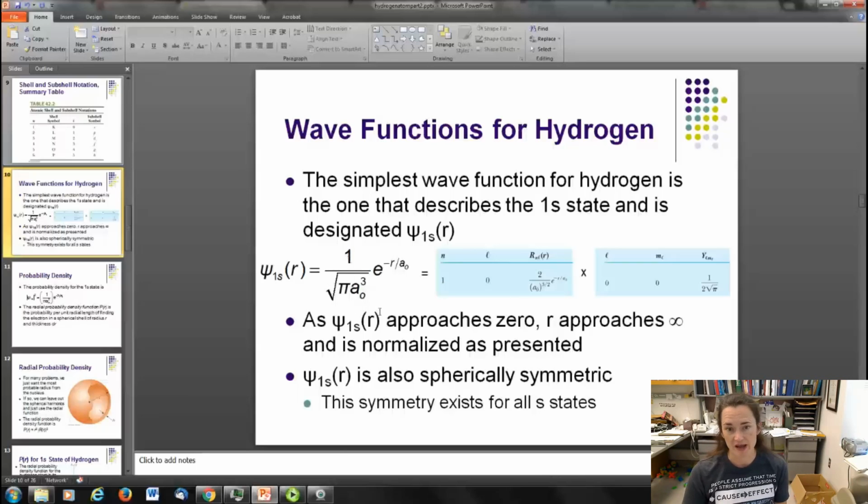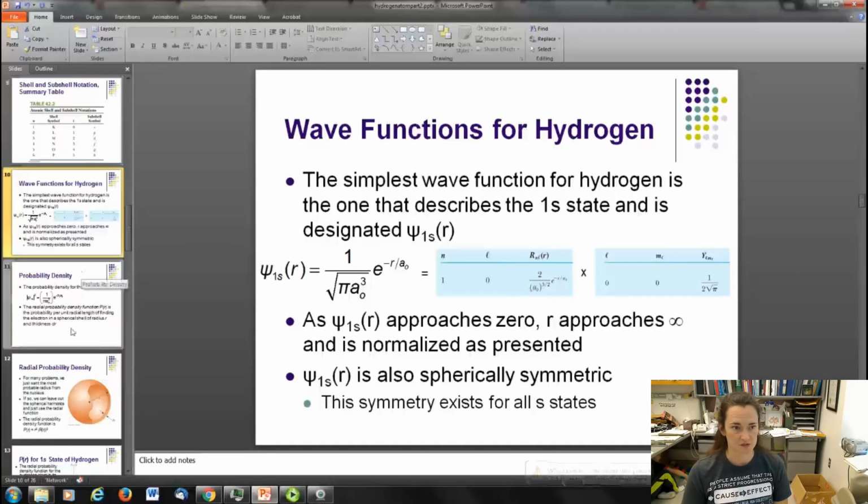1 over the square root of pi a naught cubed times e to the minus r over a naught. That's your wave function for the 1s state. Notice a couple of things about this. The wave function approaches 0 as r approaches infinity, and normalization is present. So the wave function does go to 0 as r goes to infinity, as is required for wave functions. It's also spherically symmetric, so it doesn't matter what value of r you've got, you'll have the same value as you swing around in theta and phi. It'll be the same as long as you're the same distance from the nucleus.